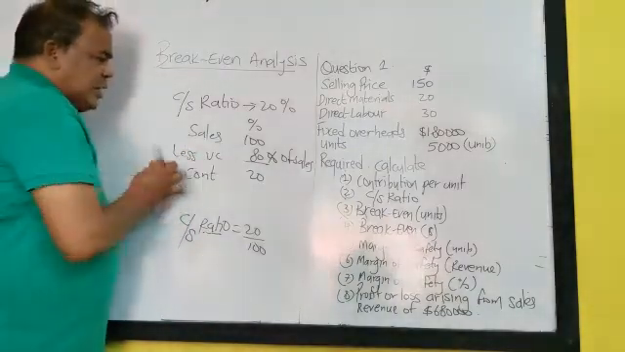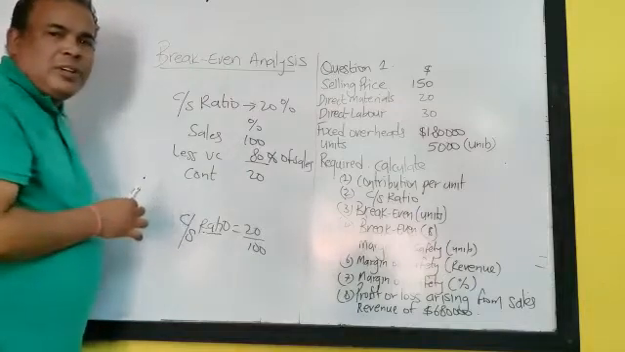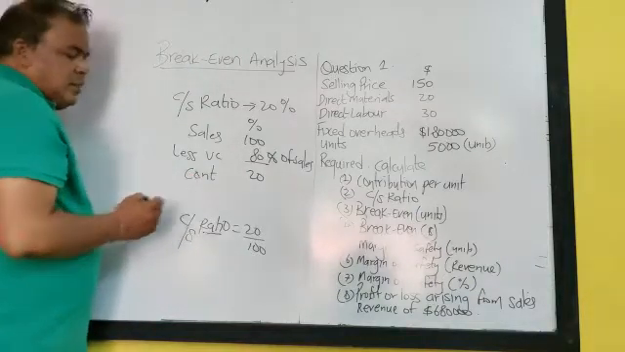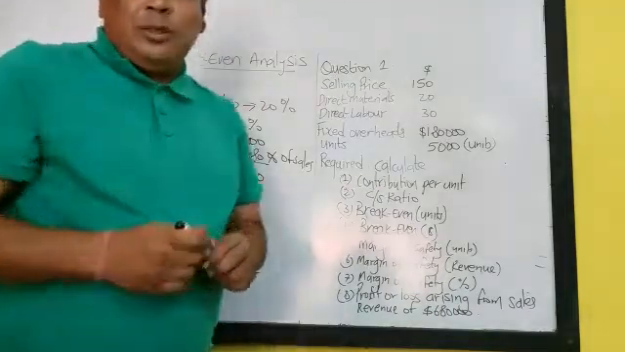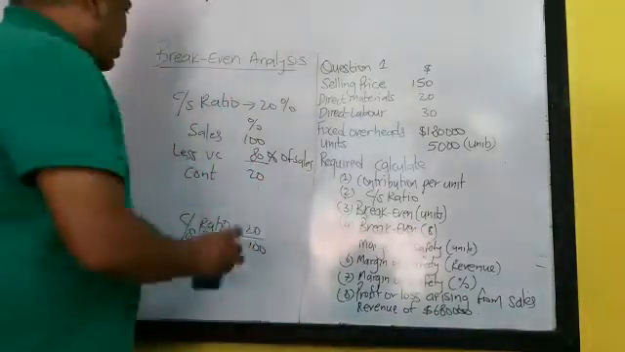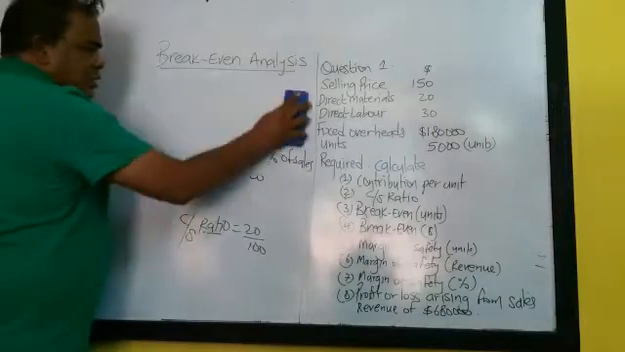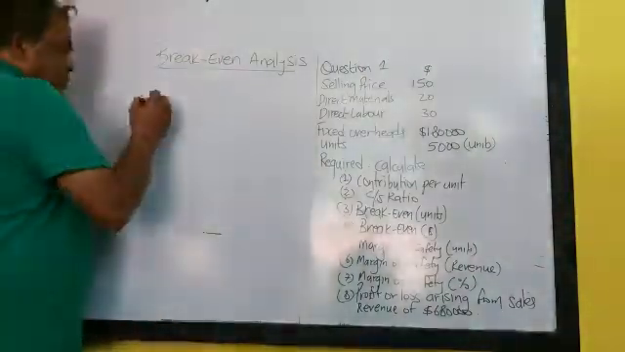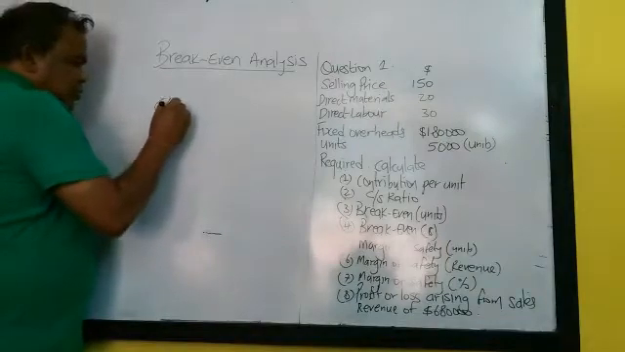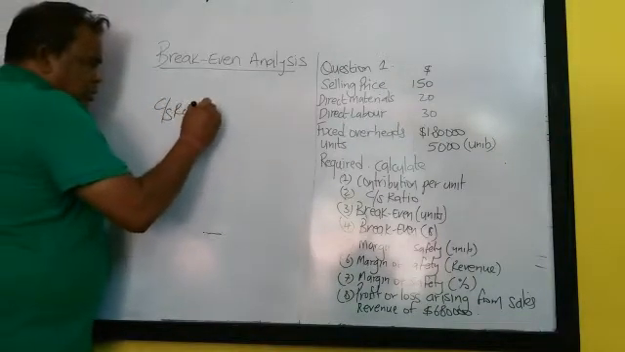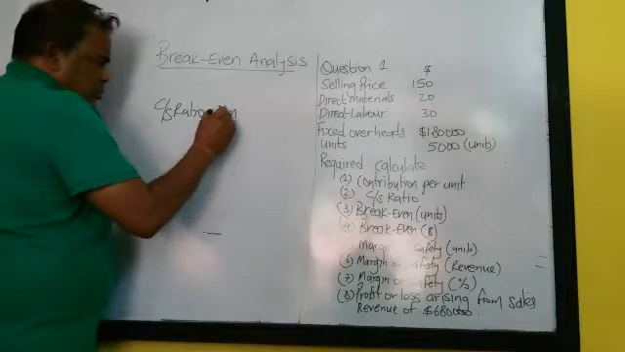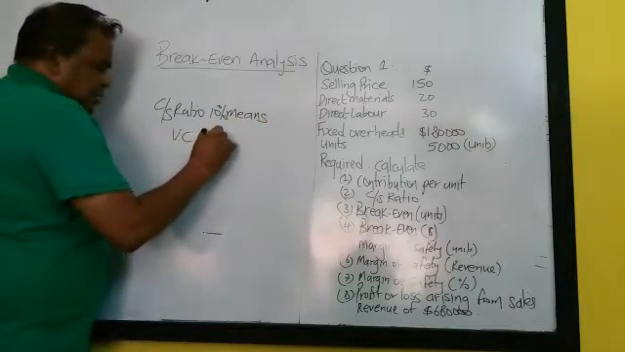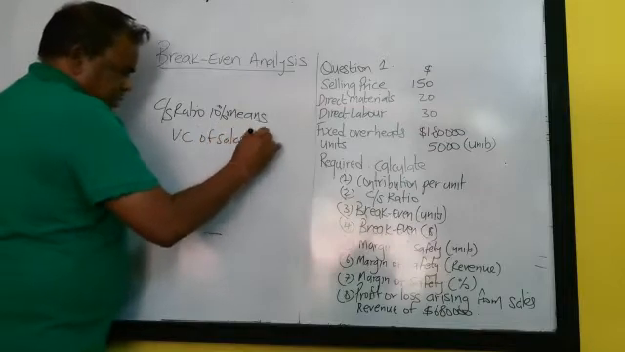So, CS ratio enables a business to calculate variable cost of sales. If CS ratio is 10%, what will be the variable cost of sales? If CS ratio is 10%, it means variable cost of sales is 90%.